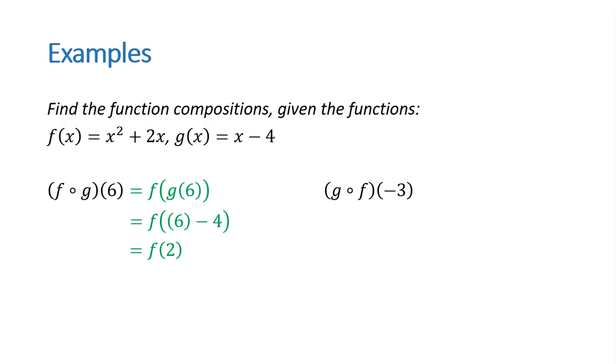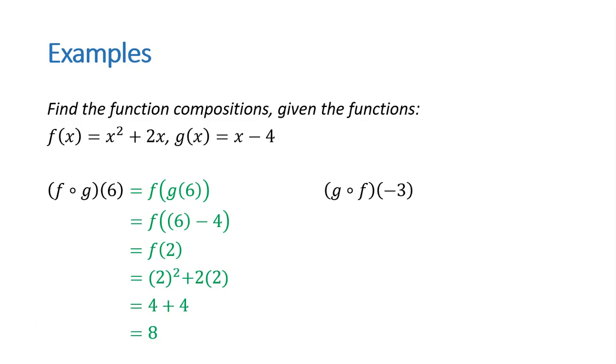So now I go to my rule for f. The rule says square my input, multiply it by 2, and then add those two things together. So it's going to be 2 squared plus 2 times 2. So simplify those down. It's going to be 4 plus 4, which is 8. So f compose g of 6, or f of g of 6, is going to be equal to 8.